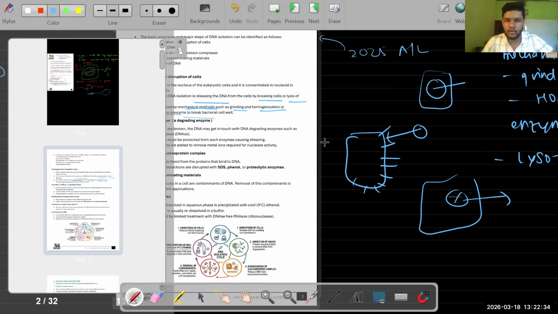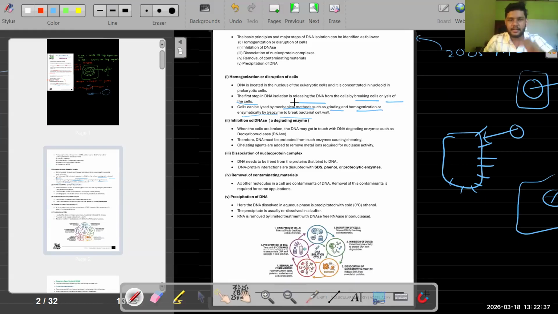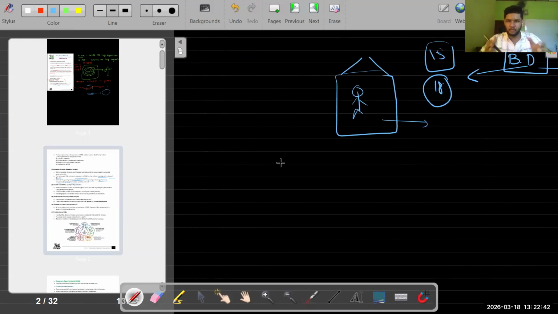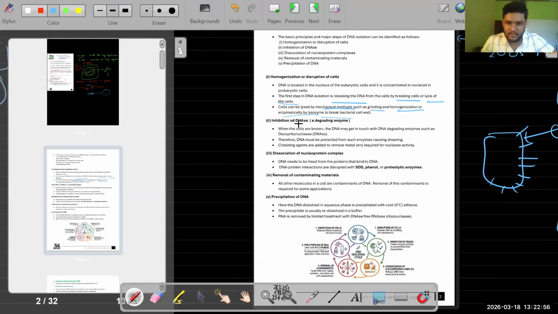Similarly, what happens here is, this extracted DNA is similar to this individual. Why? DNA is normally present in the nucleus, but we need the DNA to be extracted during DNA isolation. Now, as the DNA is extracted out, some sort of bad influence called DNases comes, right? These DNases will be degrading the DNA. When the cells are broken, the DNA may come in touch with DNA-degrading enzymes such as deoxyribonuclease, right? Therefore, DNA must be protected from such enzymes, which cause shearing.